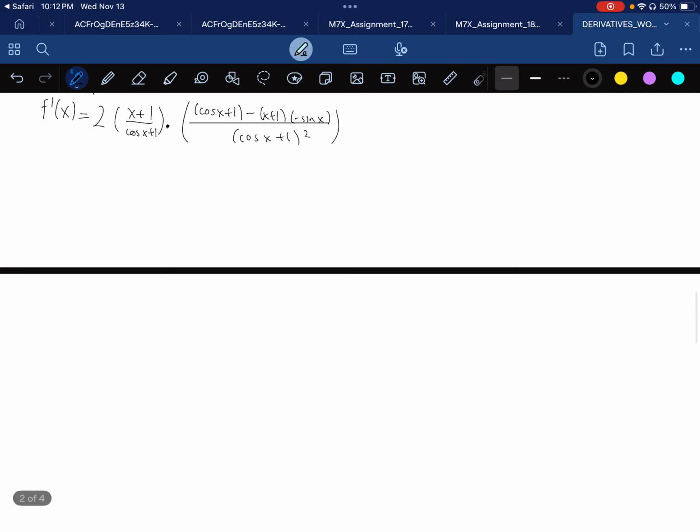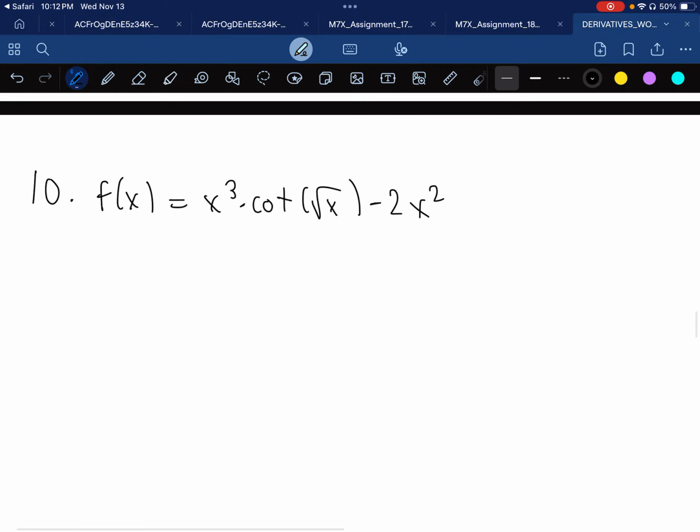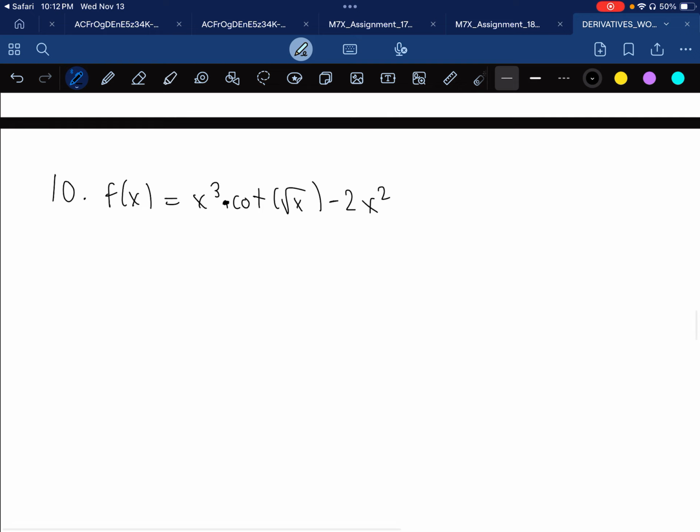Okay, problem number 10. Let's start number 10 here. f of x is equal to x cubed times cotangent of the square root of x minus 2x squared. Okay, so what are we going to do here? What I would probably do is first treat this as a product, right?